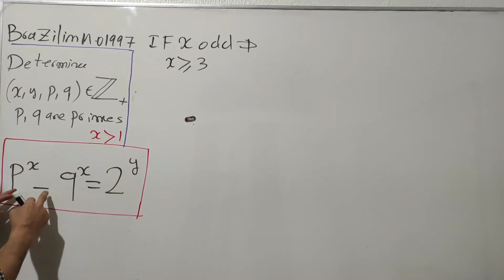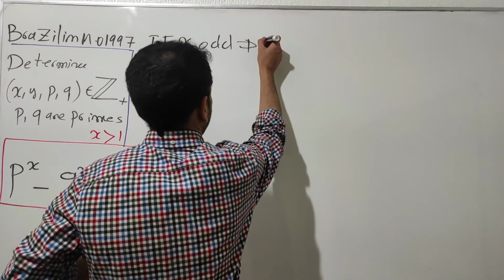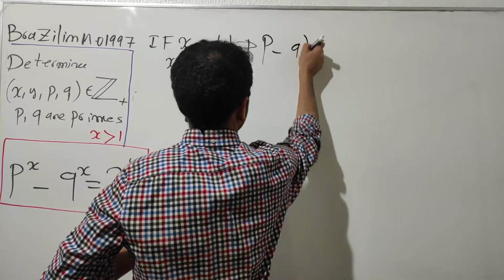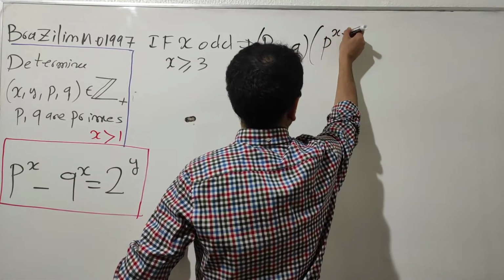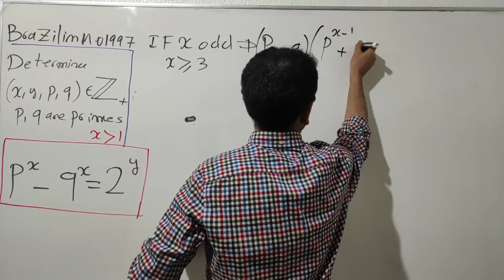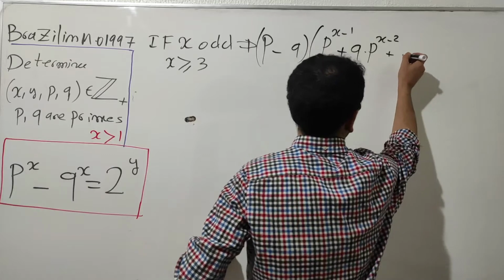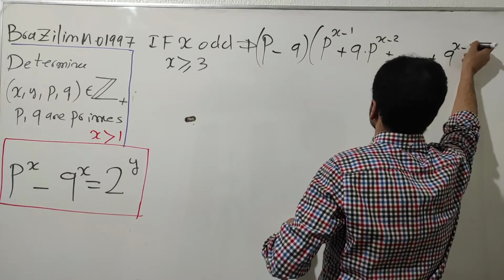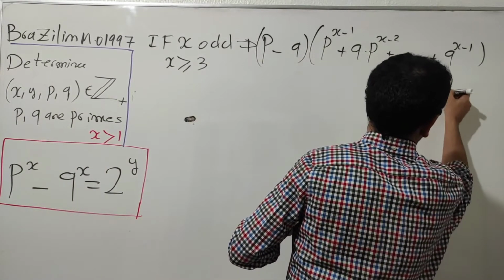If x is odd, we are permitted to transform this into a product, a factorization. So we get the following: (p minus q) factor (p to the x minus 1 plus q times p to the x minus 2, and keep going all the way down until you get the last term q to the x minus 1). This is clearly equal to the power of 2 to the y.